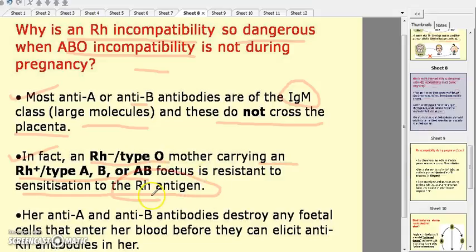Got it? Because the placental membrane is very selective, the dominant factor present in the fetus will prevent the exchange of materials. Her anti-A and anti-B antibodies destroy the fetal cells that enter her blood before they can elicit antibodies. Otherwise, it is very fatal and the baby will be destroyed accordingly.